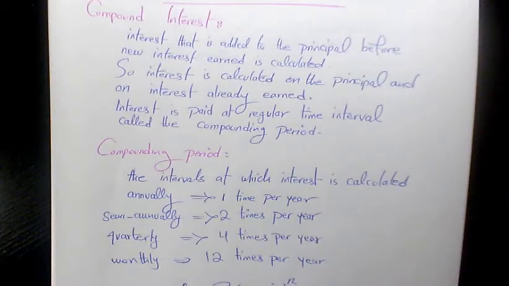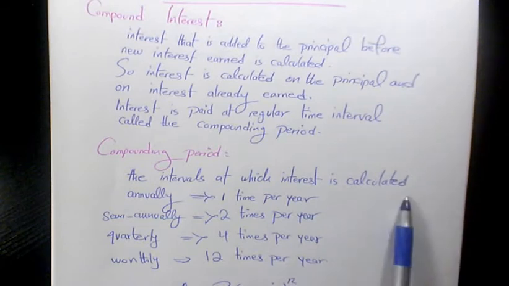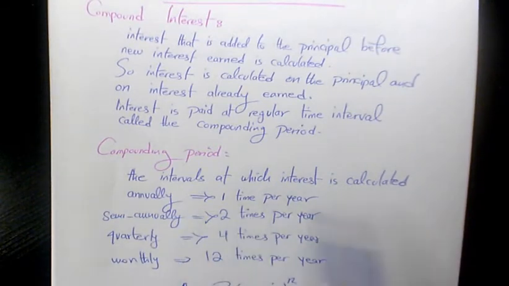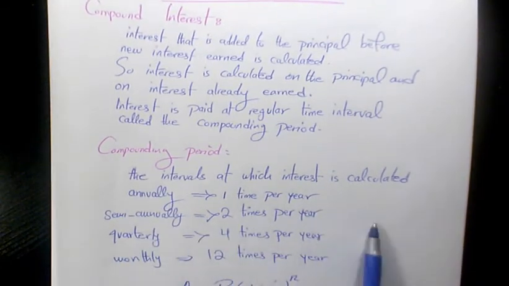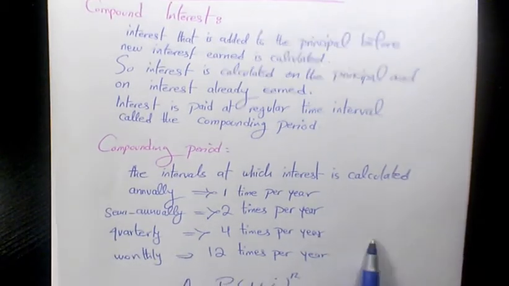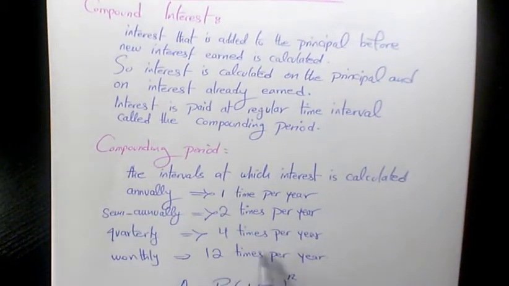What is the compounding period? The compounding period is the interval at which interest is calculated. It can be annually, which means 1 time per year, semi-annually, 2 times per year, quarterly, 4 times per year, and monthly, 12 times per year.